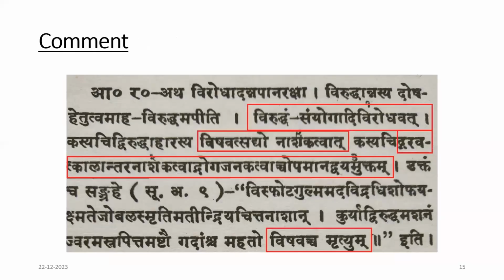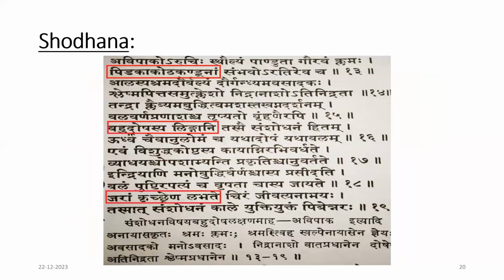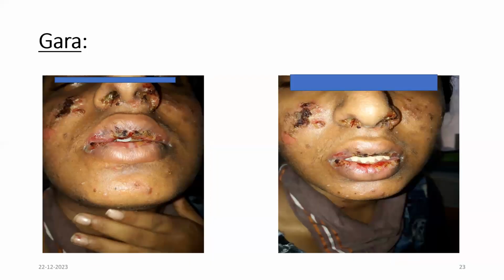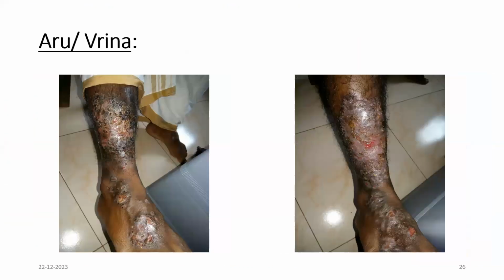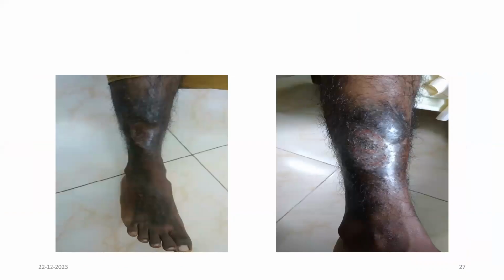Because I will show you a few photographs. This is a case of fracture where skin grafting was done, and we treated exclusively in the lines of Vrana chikitsa, and almost the lesion is healed. For the first time in 3 or 4 years, that boy has found this result. Later Jalauka was done and treatment was completed.